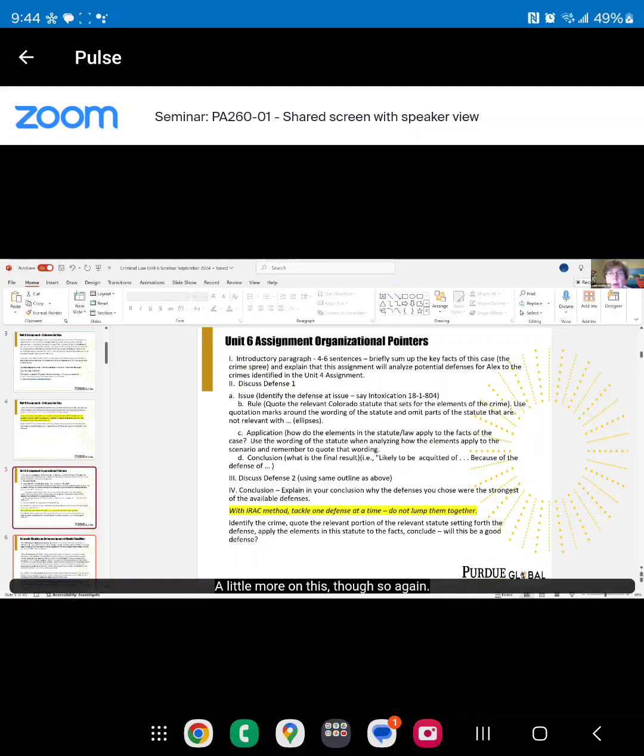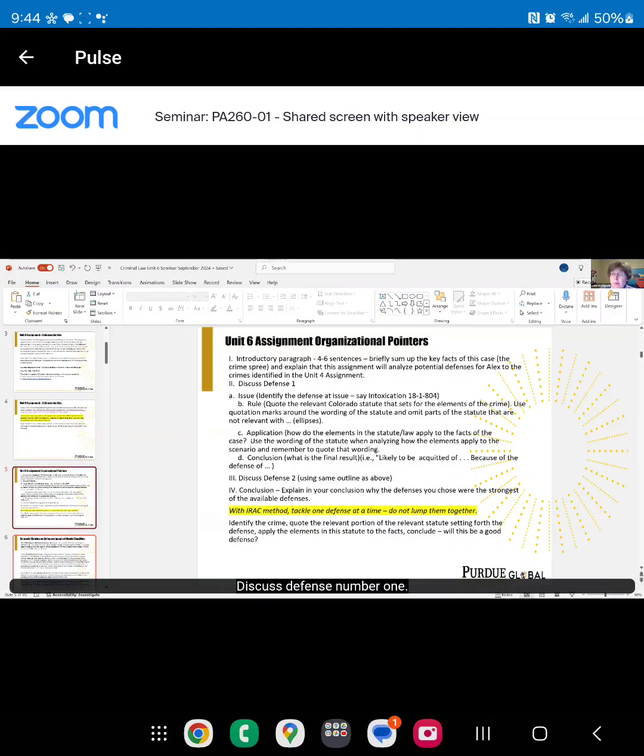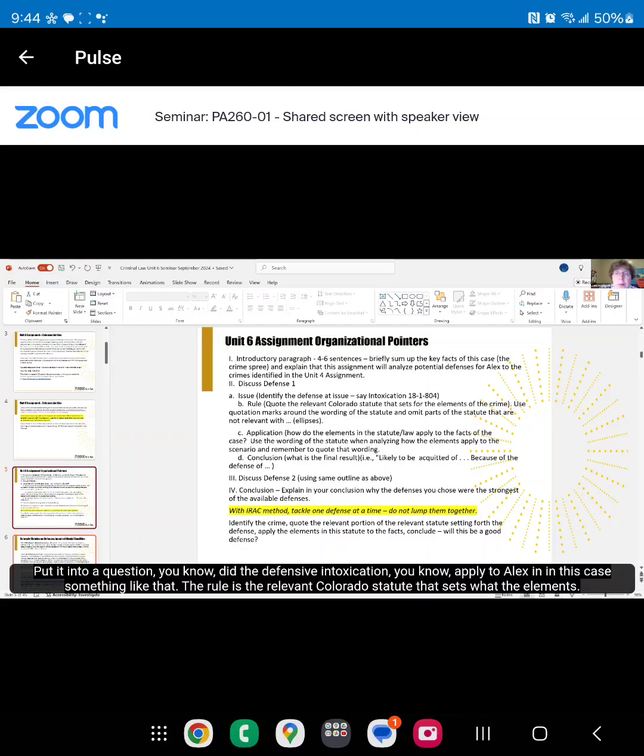A little more on this though. So again, some tips on how to set it up. So introductory paragraph, kind of summing up, and as best you can in your own words, so that you're not just taking the wording from the assignment, because you want to sift through and pick out those key facts. Discuss defense number 1, identify it. And you can either just identify that defense or put it into a question. Would the defense of intoxication apply to Alex in this case, something like that.